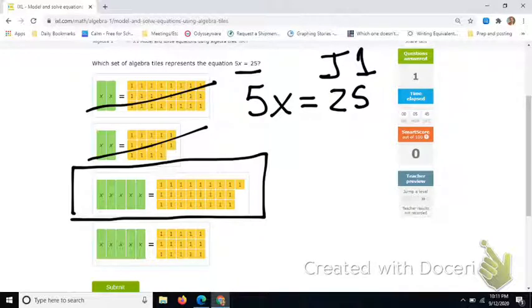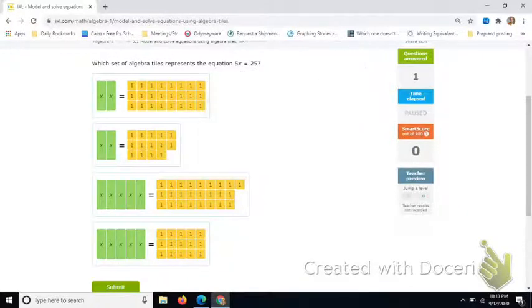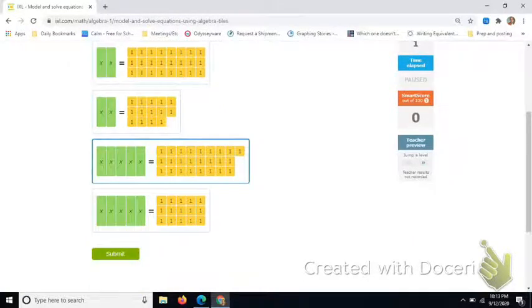This doesn't show us how to solve it yet, just getting us used to how we would even model that equation, to help the equation not seem so abstract, but to seem like something concrete that we could really manipulate and get our hands and our minds around. It apparently doesn't think I've answered the question because I didn't actually click it, I just circled it.